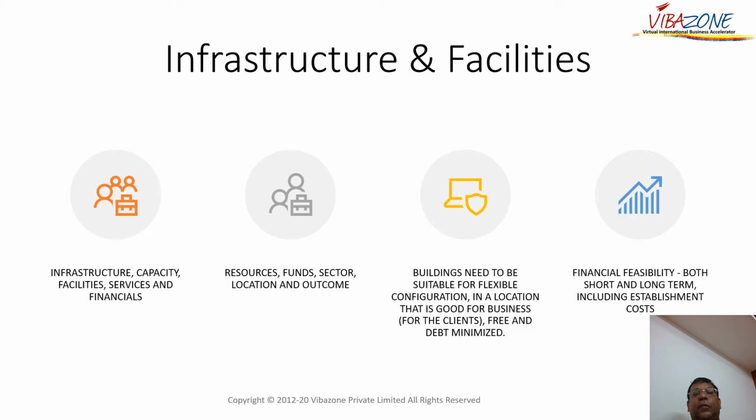so you are able to build and learn capacity over the period. You need to ensure the infrastructure and facilities are proper. In order for you to get infrastructure and capacity, facilities, services, and finances, very important, you need to make sure you have enough funding to do these, and then your resources, your funding, your sector which you're going to look at, what would be the outcome. Then you need to build and configure which part you're going to actually set these facilities up. And then you need to look at your financial feasibilities initially and also in the long term. So these are important factors you need to decide.